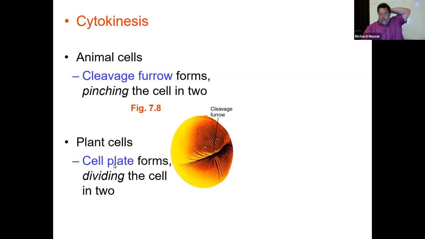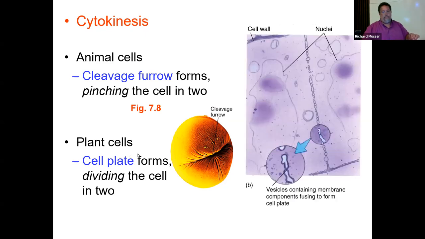Plant cells have cell walls, so they would have to form a new cell plate. Because remember, they have cell walls. So they're going to pinch the membrane and then form a new cell wall at the same time. So they're forming a new cell wall after they pinch the membrane. Here's two cells and so forth.